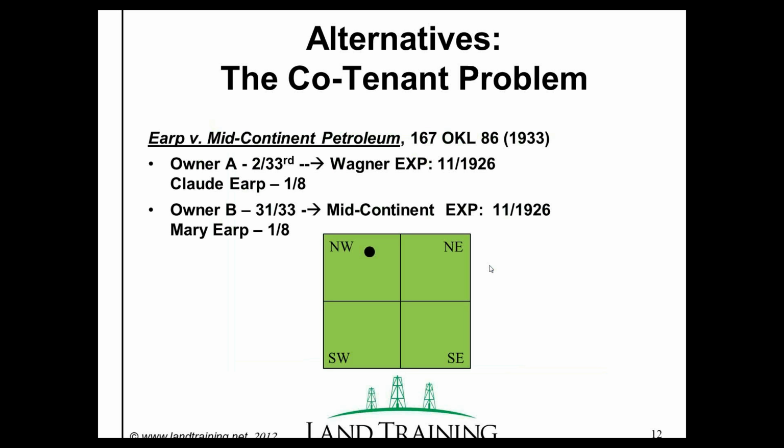So let me show you, this came out in a case called Earp versus Mid-Continent. This is the cornerstone case when we're talking about the joint operating agreement. It is a 1933 Oklahoma court case, and what happened was there was two owners, owner A, and I believe they were niece and aunt and nephew.